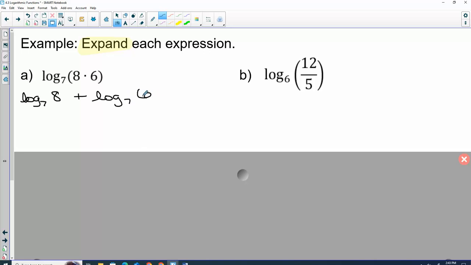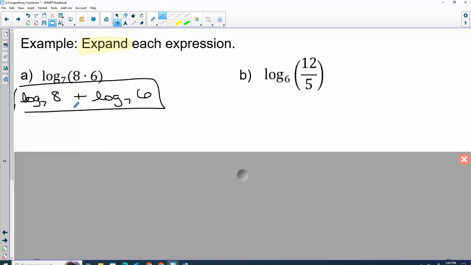Make sure the base of your log looks like it's in subscript. Sometimes people write it and it looks like log of 78, which is different. So make sure I can read that. Do I know 7 to what power equals 8? No. 7 to what power equals 6? Nope. So that's as far as I can go.